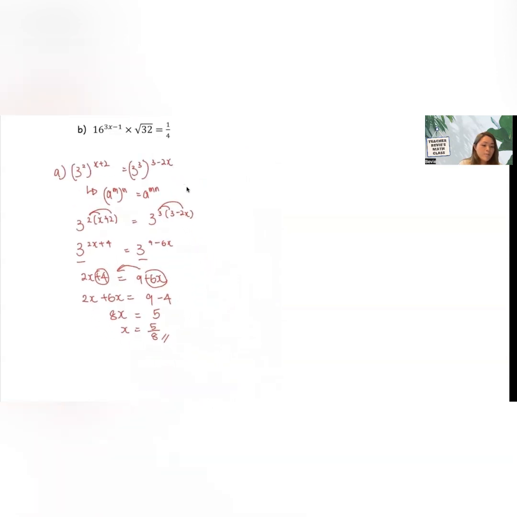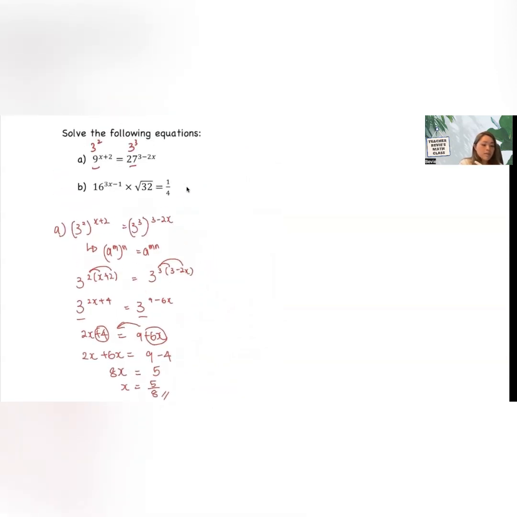And for part B, same thing. 16 to the power of 3x minus 1 times square root of 32 equals 1 over 4. So taking a look at all these bases, I have 16, 32, and 4. What is their common base over here? Okay, common base for all this will be a base of 2.